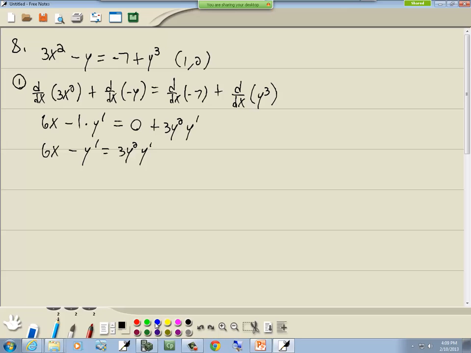Now I want to get everything with y prime on one side, so I'll take the negative y prime to the right side. So we get 6x equals 3y squared y prime plus y prime. Now we want to factor out a y prime, and that'll leave us 3y squared plus 1. And we're trying to get y prime by itself, so we'll divide both sides by 3y squared plus 1.